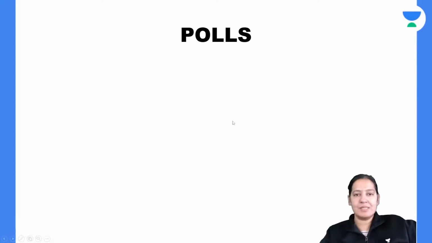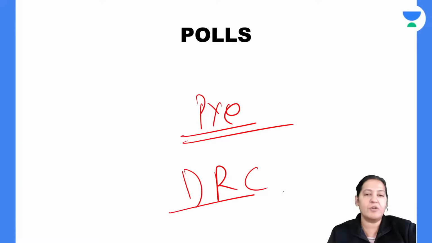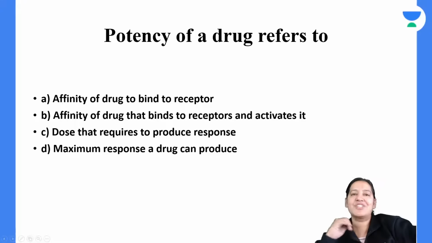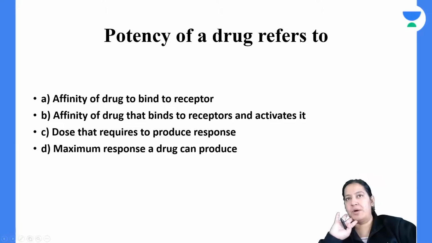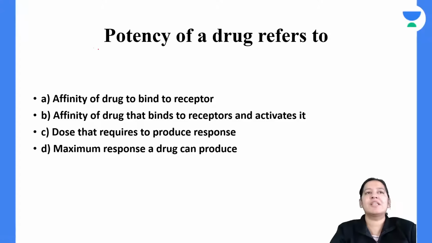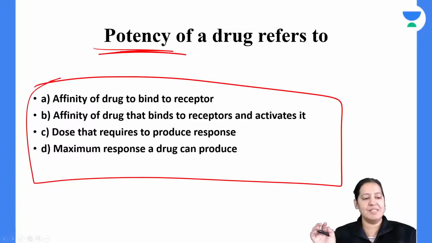You want some polls? These are previous year questions based on these concepts, based on DRC. It was a difficult concept. I tried hard. This is the first question in front of you. Please read the question. You have to write your answer in the chat box. The question is: what is the potency of the drug? Read the four options, A, B, C, D.